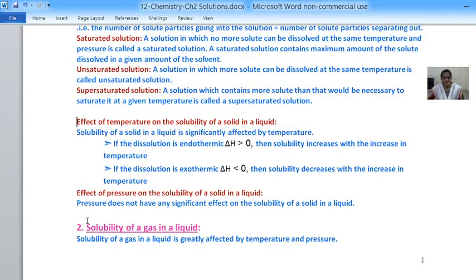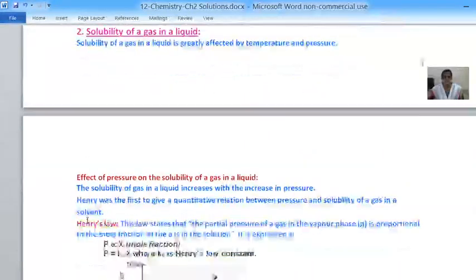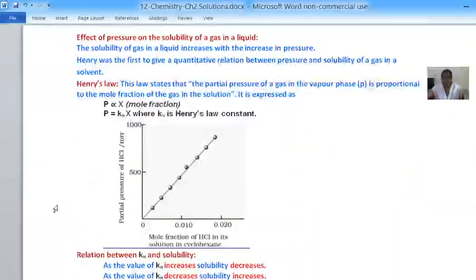The solubility of a gas in a liquid is greatly affected by temperature as well as pressure. Effect of pressure. First, we will see the effect of pressure on the solubility of a gas in a liquid. The solubility of a gas in a liquid increases with the increase in pressure. You know, gas is highly compressible. So as we increase the pressure, the solubility of a gas in a liquid increases.